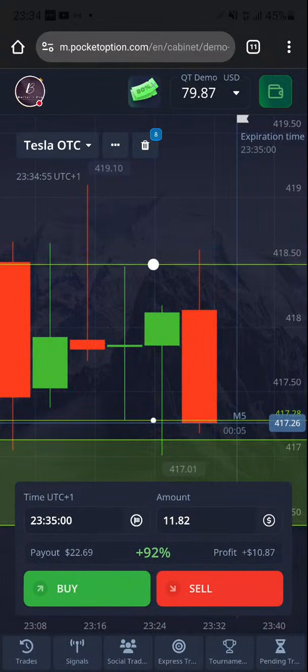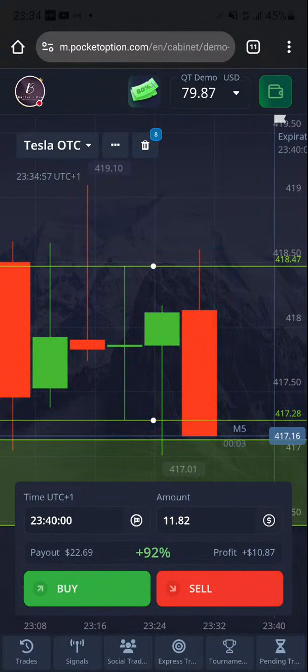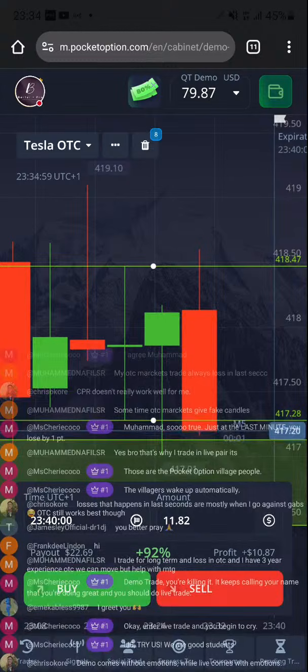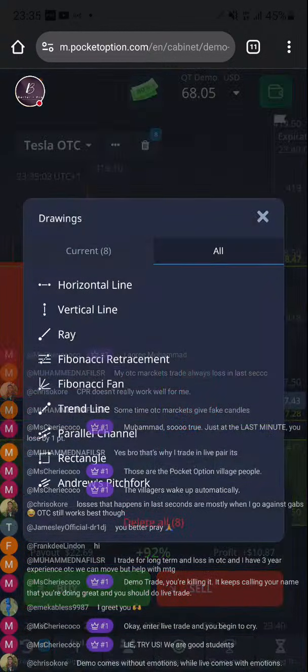So basically that's how it is. And okay, let's take this trade. I'm going with the buyers. Oh, we have a gap up. Chris, it's nice to have you here.